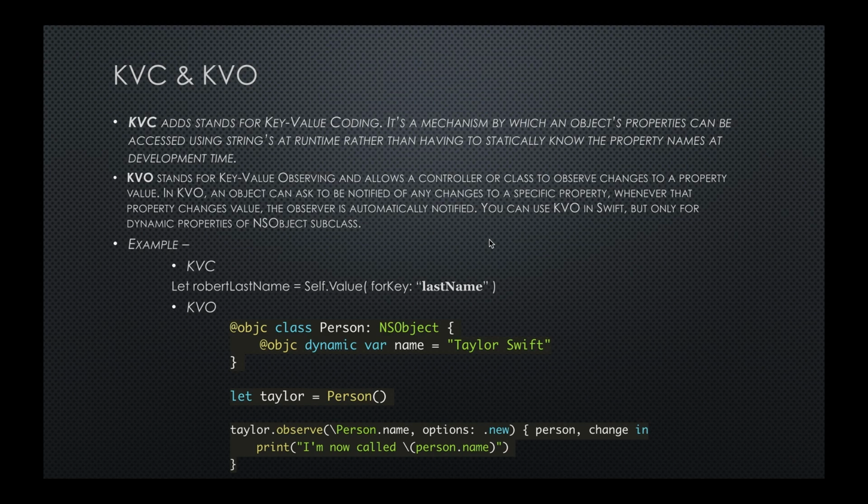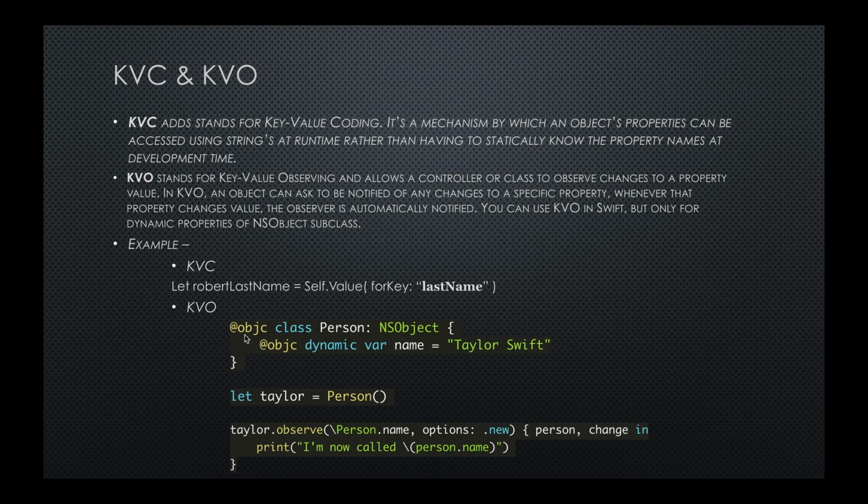So yeah, if you know the observer pattern, you understand what it means. Basically, you can observe any changes to a property and get notified if there are any changes happening to your property. You can use KVO only for dynamic properties, which are in subclasses of NSObject.